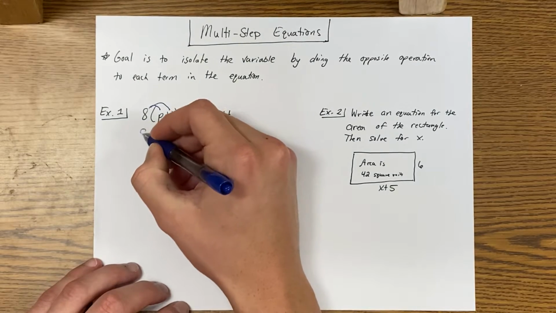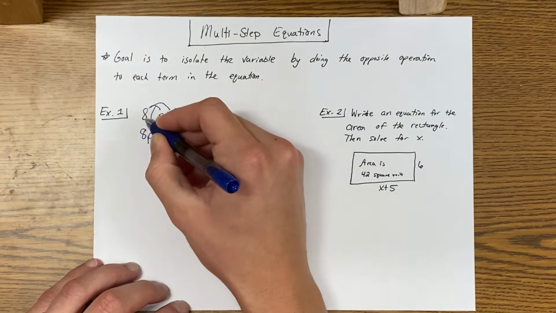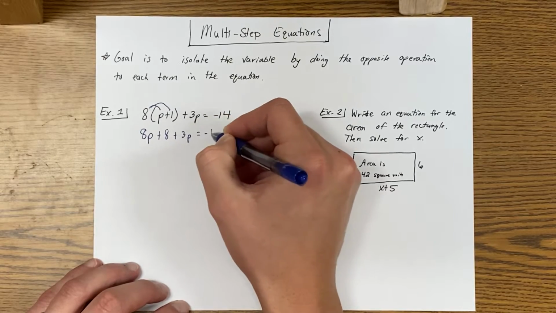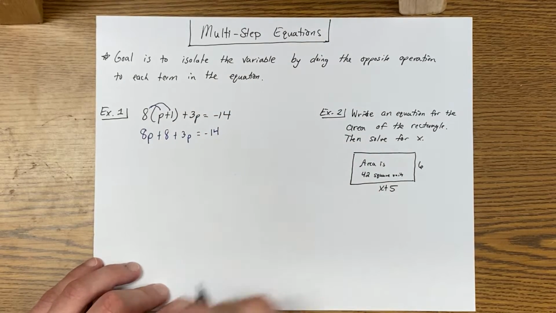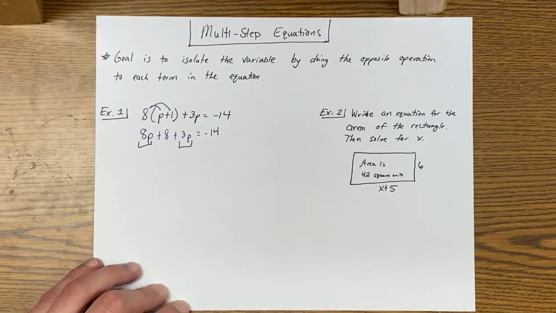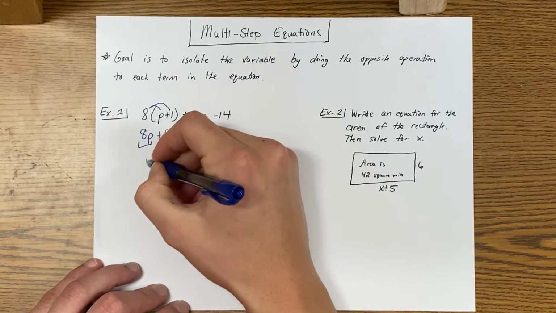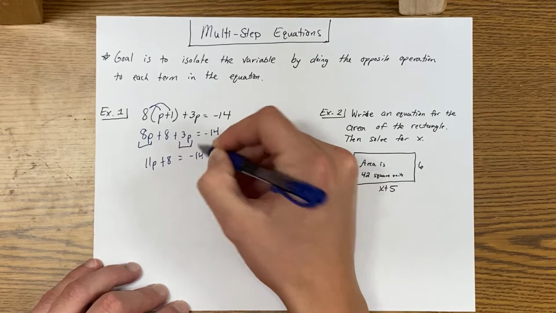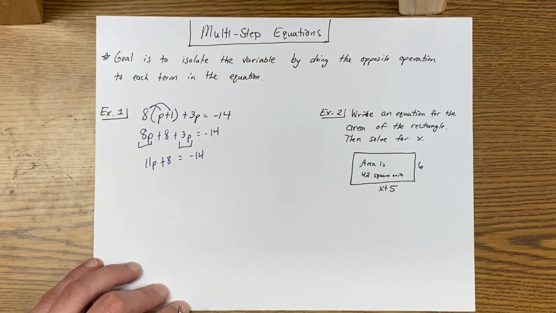So 8 times p would be 8p, plus 8 times 1 is 8, and now I continue to write the rest of my equation, plus 3p equals negative 14. Now I want to look and see that I have like terms. Okay, so I have 8p plus 3p, so that would be 11p. Now I write the rest of my equation, plus 8 equals negative 14. So I'm just doing one thing at a time.